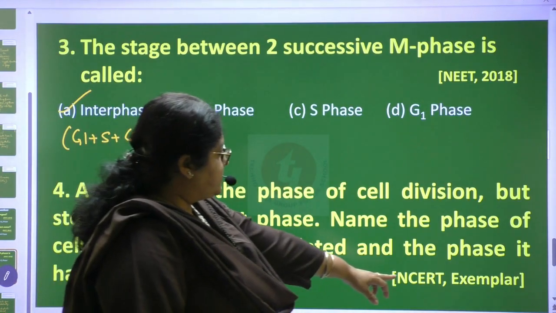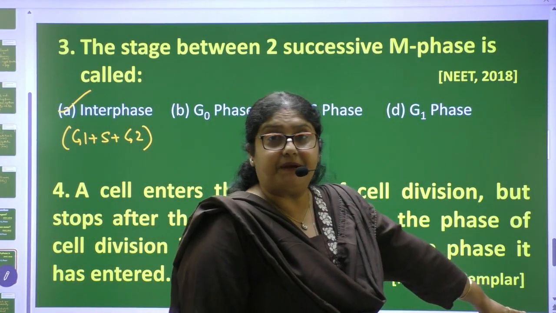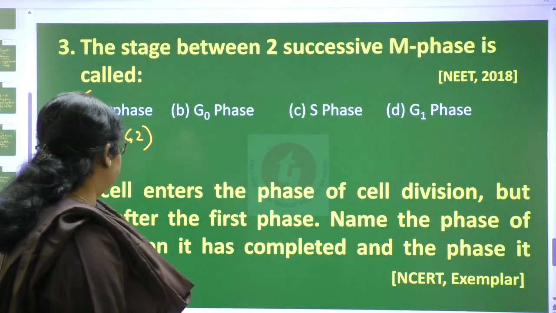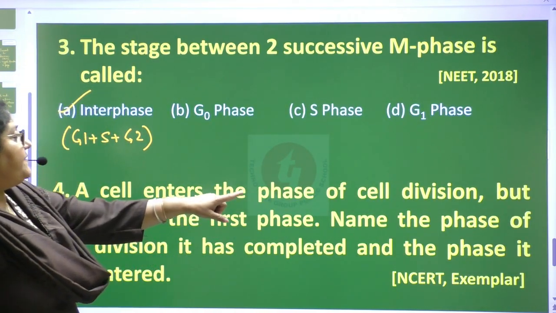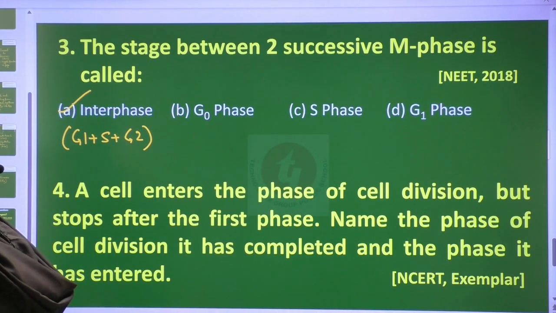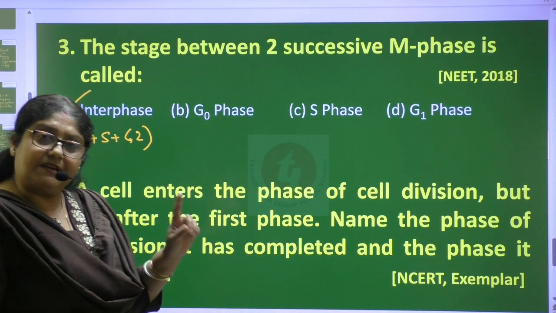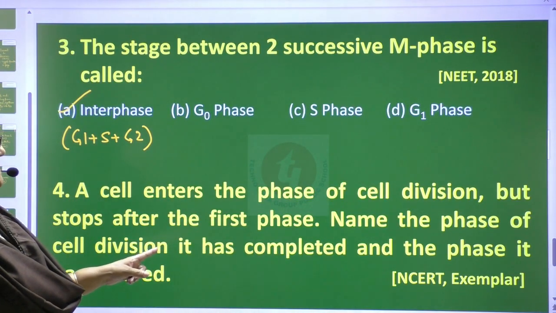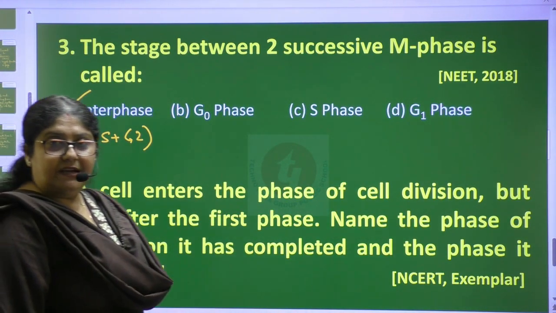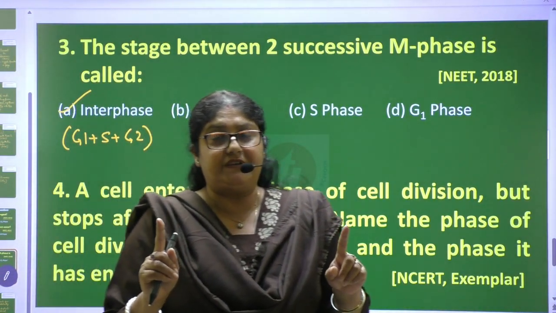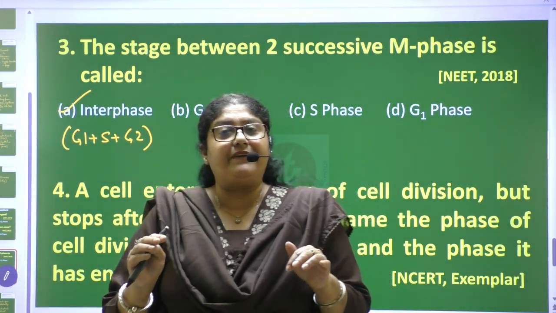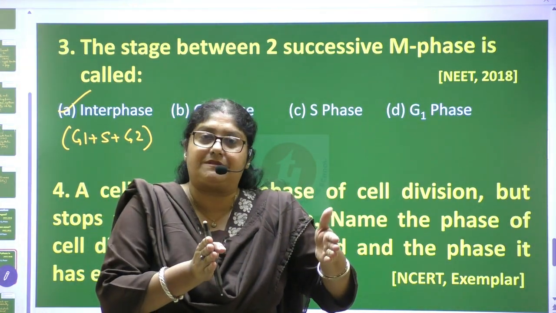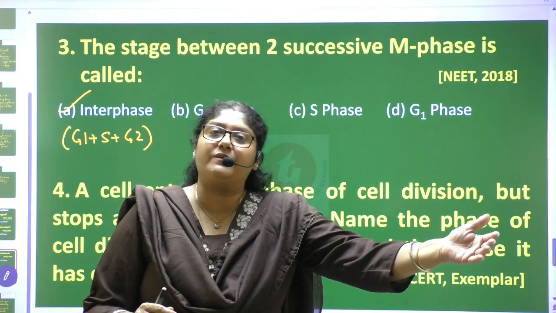Now this is a question from the NCERT exemplar. Very important question both for boards as well as for NEET. That is, a cell enters the phase of cell division but stops after the first phase. That means after the G1 phase. Name the phase of cell division it has completed and the phase it has entered. So you have to mention two phases over here. One is the phase which it has passed and the phase where it has stopped. It has not gone on to the subsequent phases.